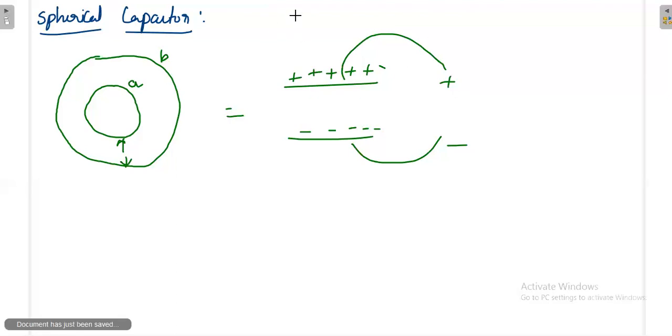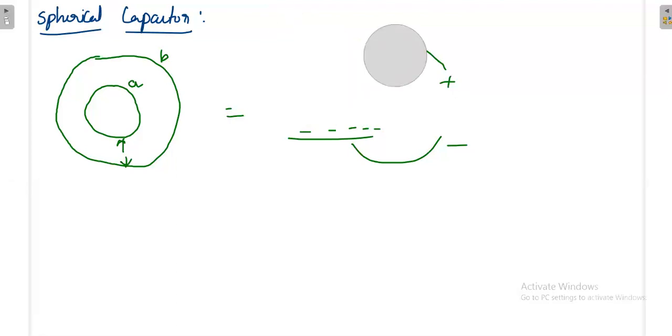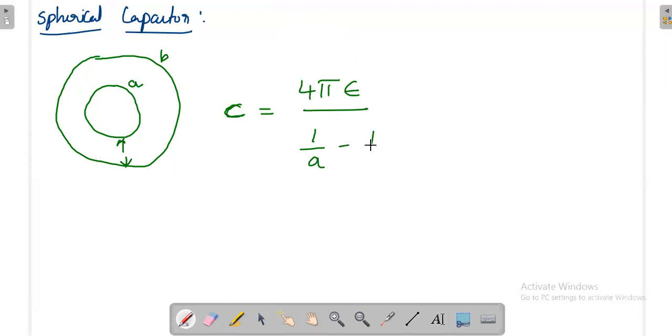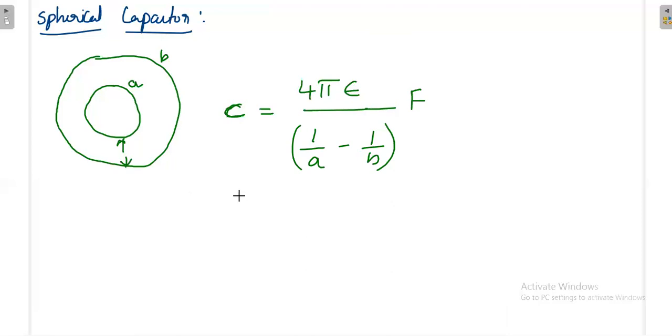So first of all, you should know the capacitance value. The capacitance of this structure is C equal to 4 pi epsilon divided by (1 by A minus 1 by B), in farad. And what happens if there is only the smaller conductor, if there is no larger conductor? That is also possible.